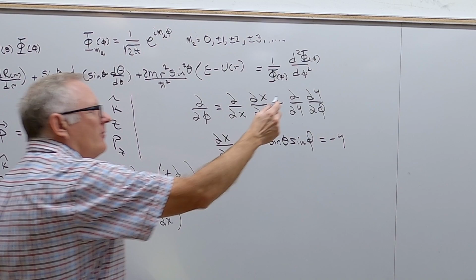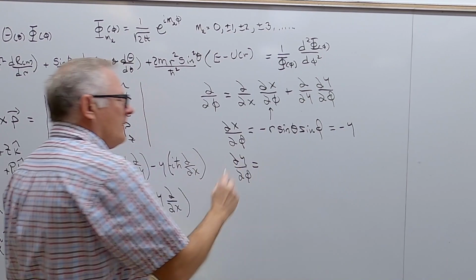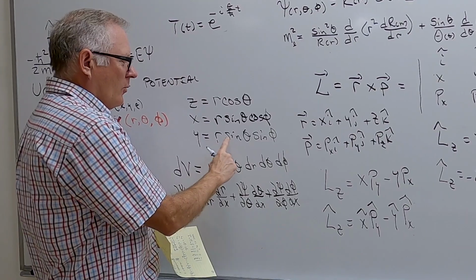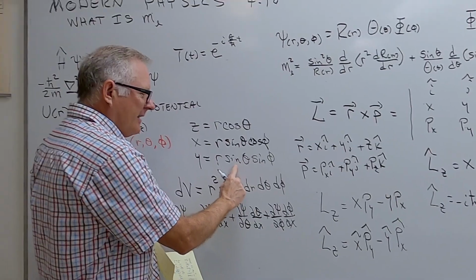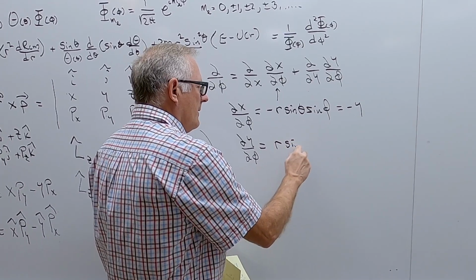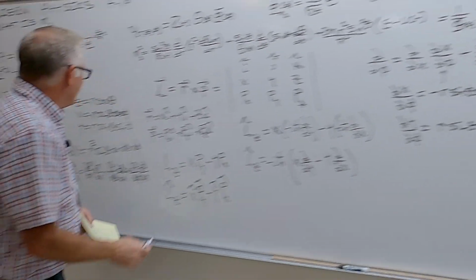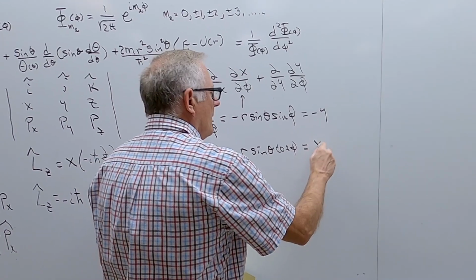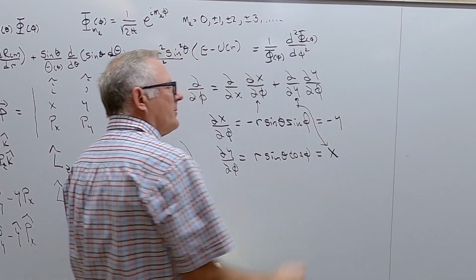What is the partial of y with respect to phi? Now we're going to come over to here and take the derivative of this with respect to phi. Well, it doesn't do anything to this. It turns the sine of phi into cosine phi. So it's just r sine theta cosine phi. But we can see that r sine theta cos phi is just x, so I can just call that x.